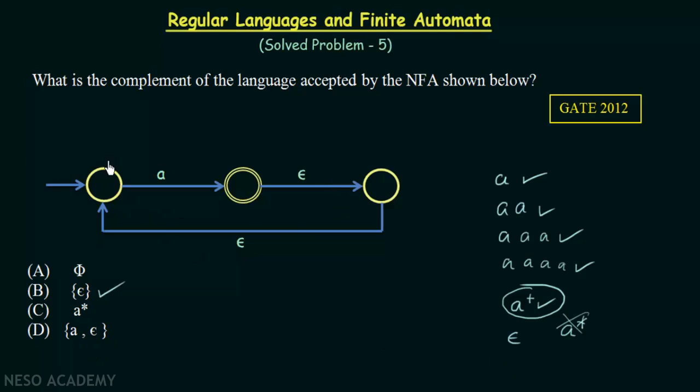In the complement of this language, since the language accepts only A plus, the complement will be the opposite of this. So there will be no A's at all. So it will be the epsilon or the blank symbol. So the right option for this question is option B, which is epsilon.